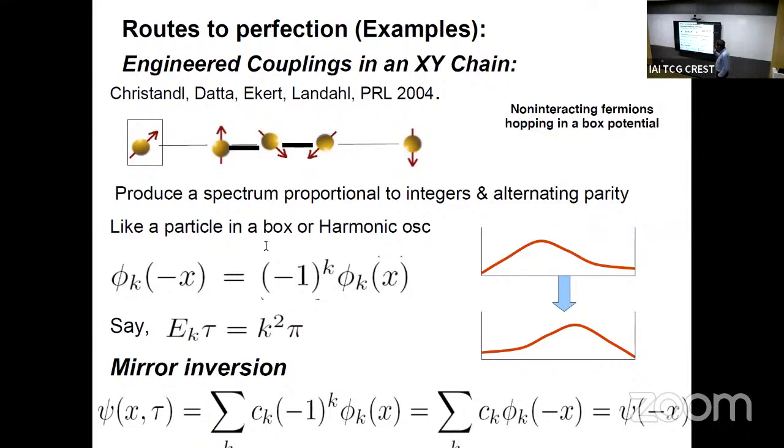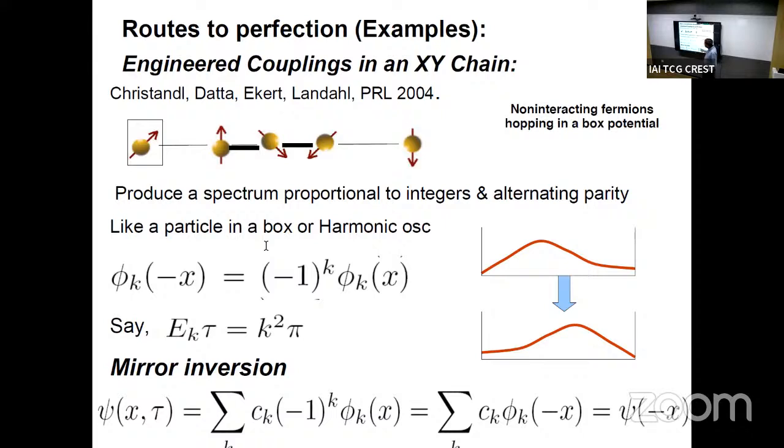This requires just 2 ingredients. It requires an integer spectrum. In the case of the square well, it is k squared. For the harmonic oscillator, it is k. Both suffice. And it requires successive states of opposite parity, which always happens when you have a confined system. Once these 2 conditions are fulfilled, it is very easy to prove that a wave function evolving in time will have complete mirror inversion.